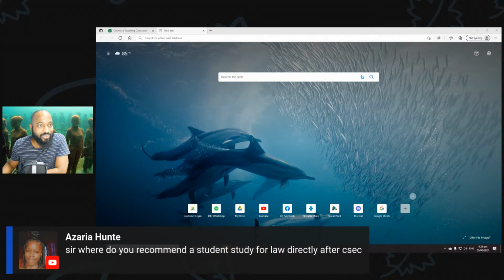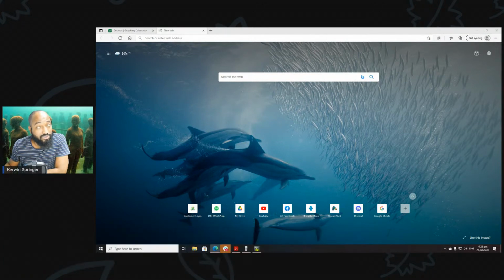So where do you recommend a student study law directly after CSEC? Go and do CAPE and go into UWI through CAPE to study law. Don't go and do the other sideways things. It's harder that way. You could, but it's harder that way. Go through the normal process that everybody goes through.